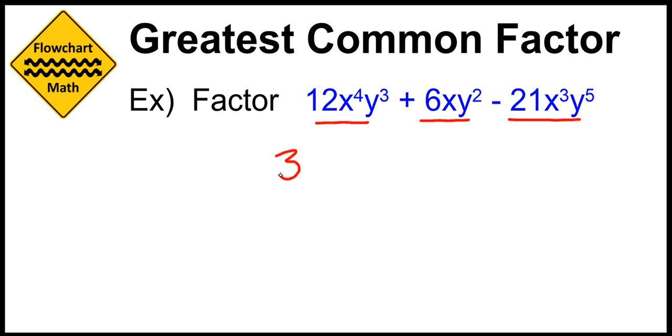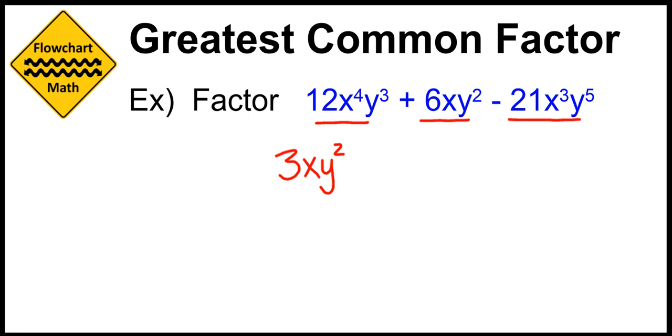And then I look at the x's. X to the fourth, x to the first, x to the third. The greatest number of x's that I can take out is just 1. So I would write x to the first, or just x. Look at the y's, y to the third, y to the second, y to the fifth. The greatest number of y's I could take from all three of those terms is 2. So y squared, that is the GCF for this problem.